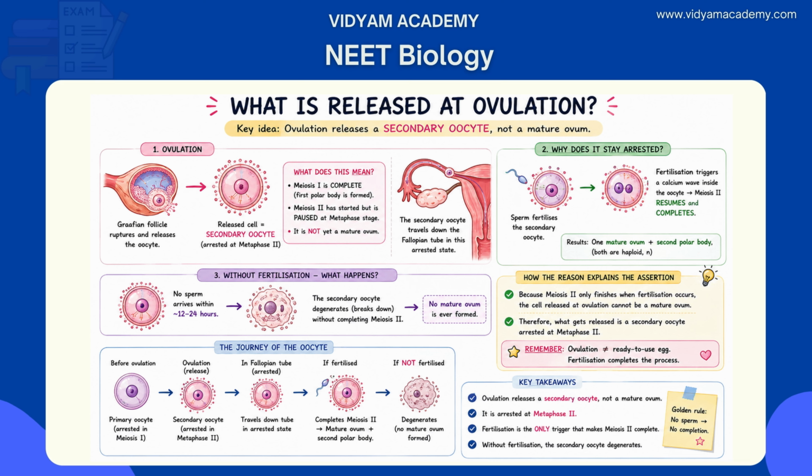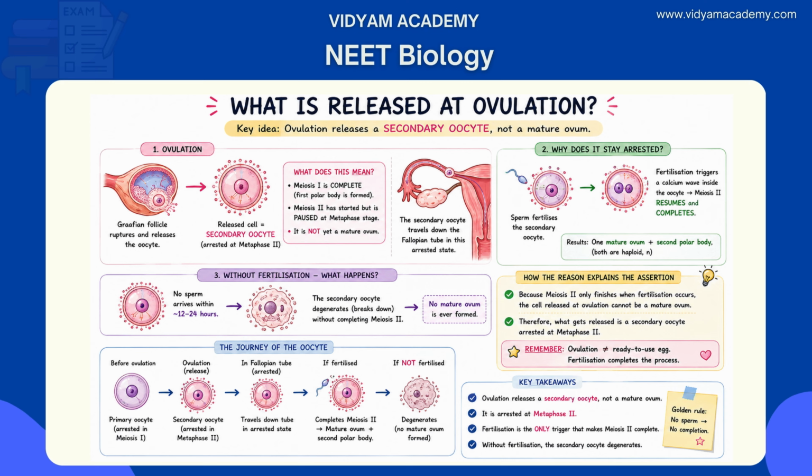Reason R is also true. The only biological signal that triggers the secondary oocyte to resume and complete meiosis 2 is sperm entry, which causes a calcium wave inside the oocyte that unlocks the arrested division. If no sperm arrives within about 12 to 24 hours, the secondary oocyte simply degenerates without completing meiosis 2, meaning a mature ovum is never formed at all.